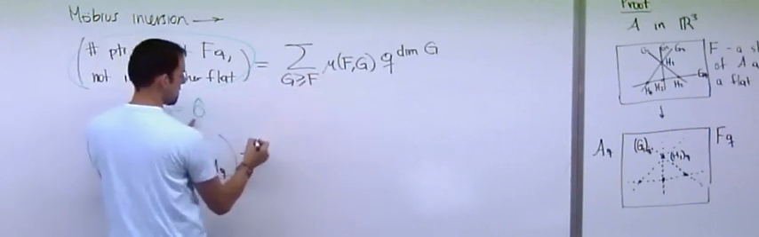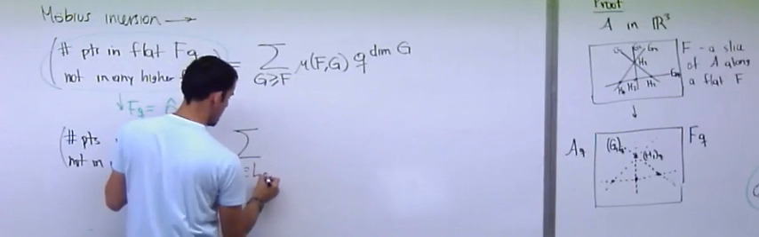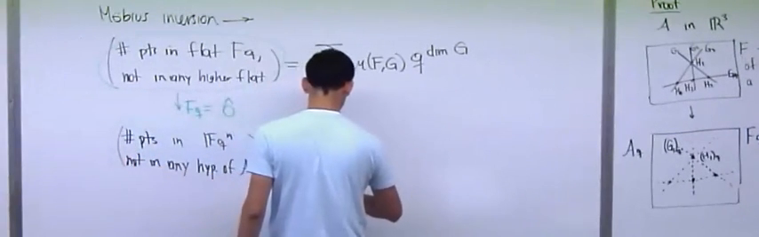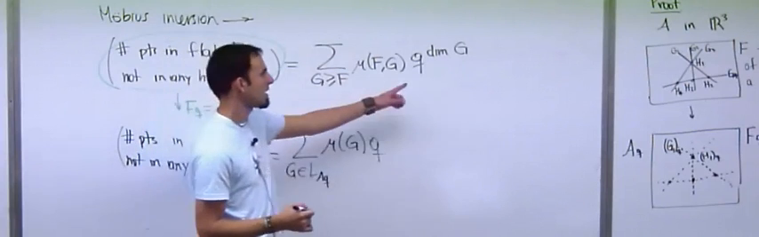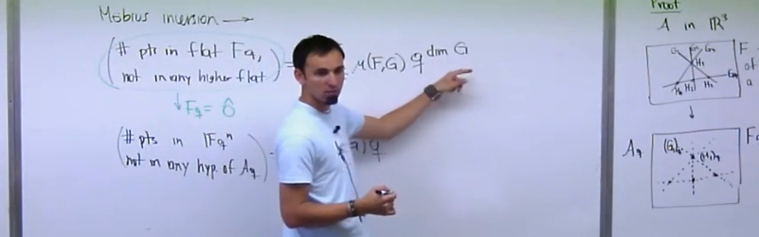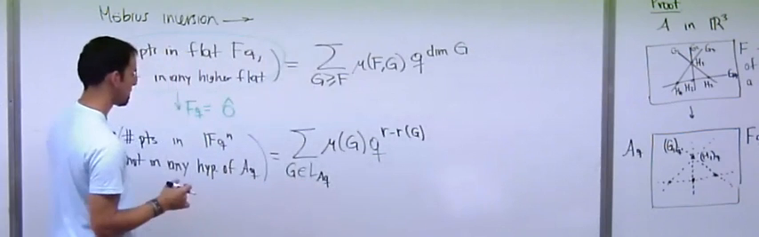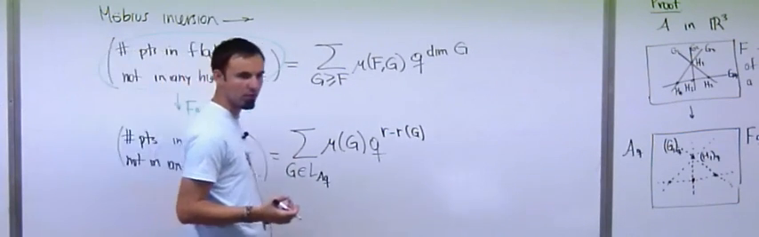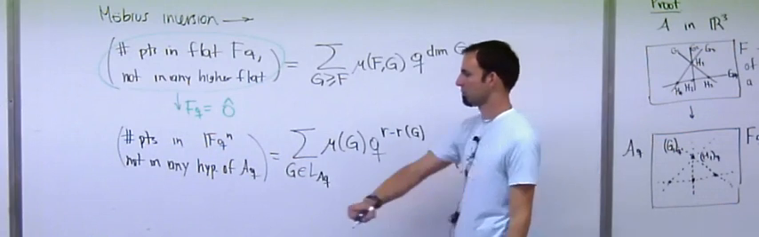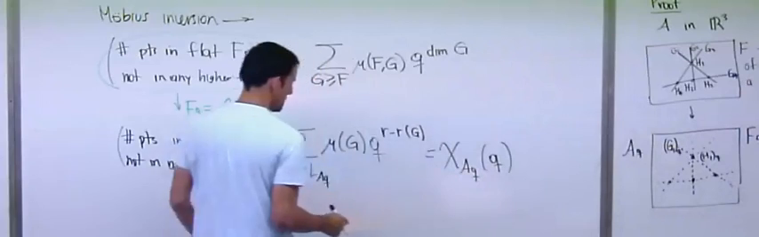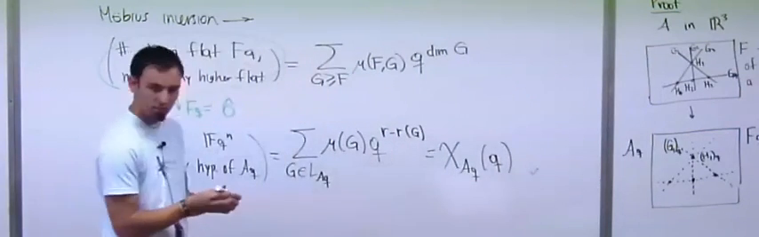Then I'm supposed to plug in f equals 0 here. So now I'm adding over all the g's that are bigger than 0, which are all of them. So all the g's in the lattice of flats of mu of g times, and just like last time, the dimension of g is r minus the rank of g. And this is exactly the definition of the characteristic polynomial. So there it is. Any questions?